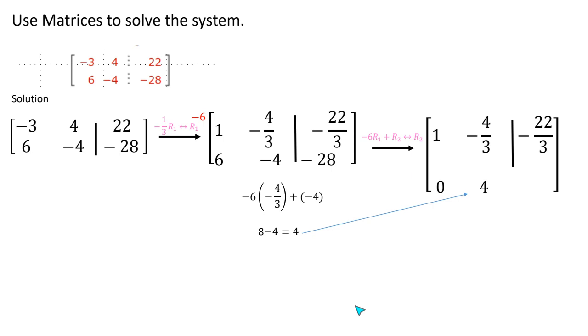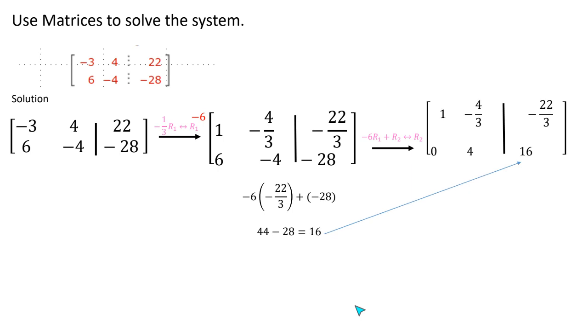And then the last one, negative 6 times negative 22 over 3. Again, negative 6 divided by negative 3 is 2. 2 times 22 is 44. Add that to a negative 28, that's 16. So that goes there. Okay, so perfect. I have what I wanted. I wanted my column 1 to be 1, 0. So now I want to look at row 2. Again, I want a 0 here and I want a 1 here.